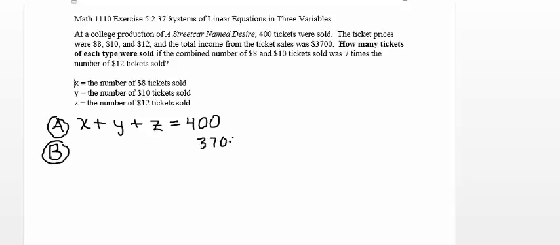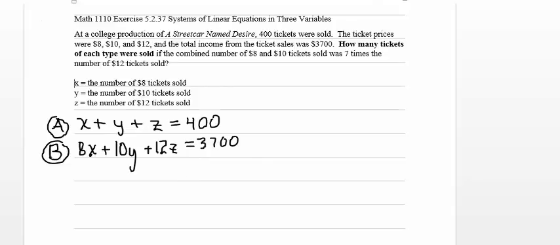The equation B comes from the fact that the total income from ticket sales was $3,700. So if $3,700 was made in selling the tickets, every time I sold an $8 ticket, I make $8. If I sell X of those, I make 8X dollars. I make 10Y dollars from the $10 tickets and 12Z dollars from the $12 tickets. Those monies add up together to make this $3,700.